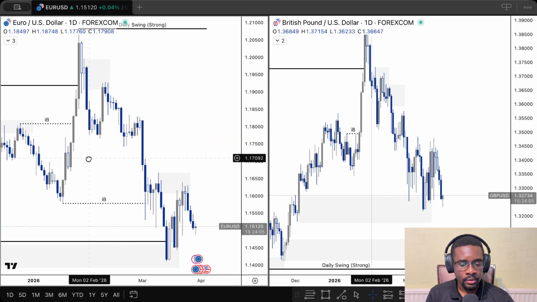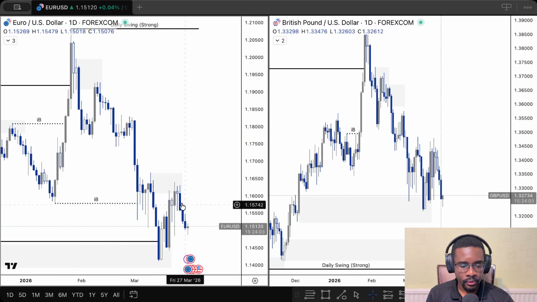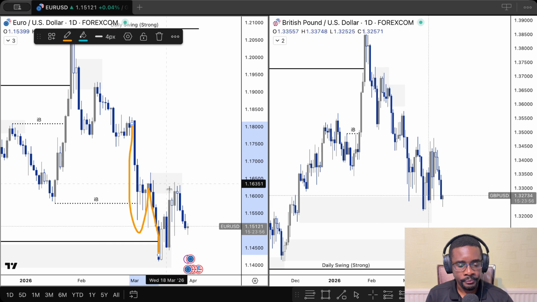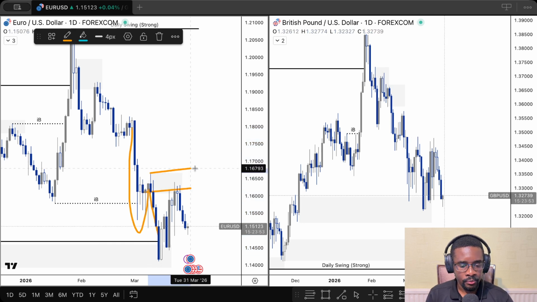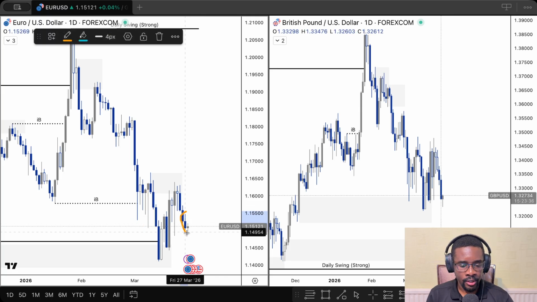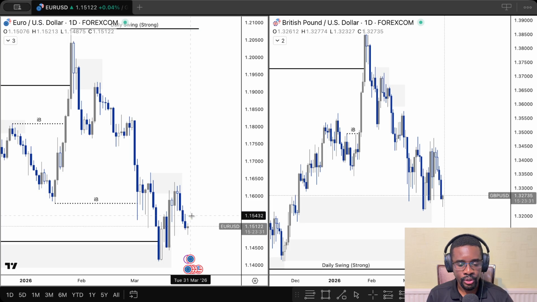Okay, so price has been in this downtrend phase. We had a break of structure right there, mitigated this area of demand. We had a reaction to the supply, and now price is continuing with that downtrend from that supply. And then on Friday, Friday was a bearish day as well. Price continued to push lower.